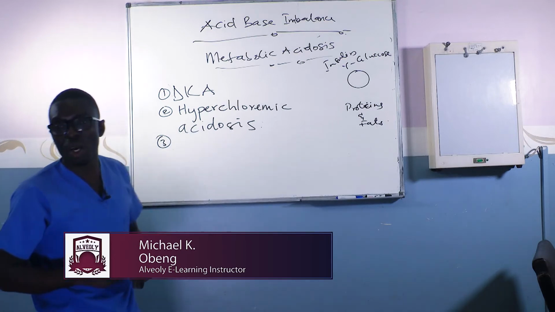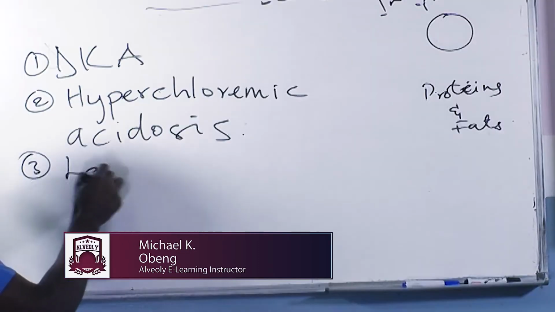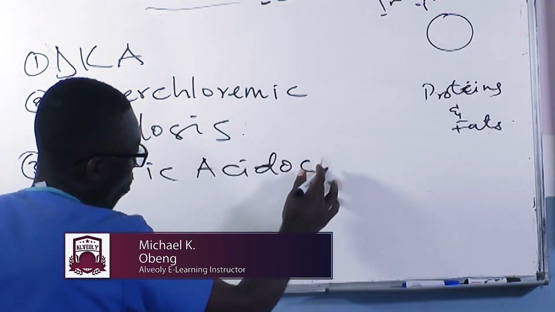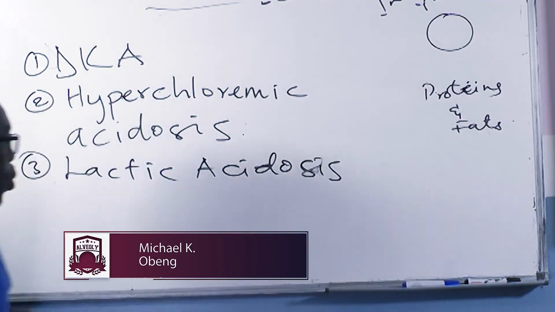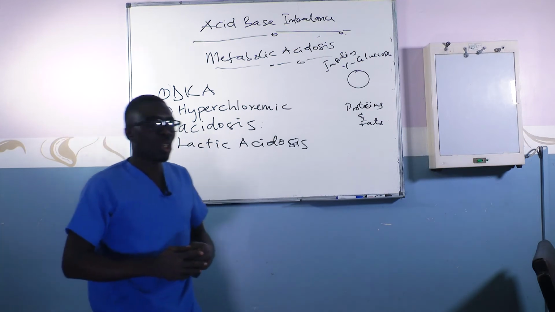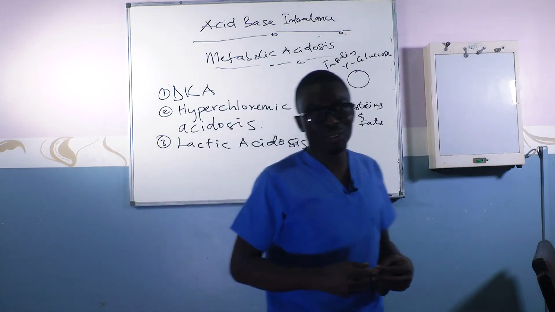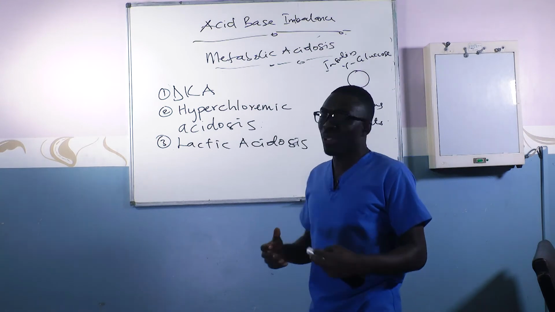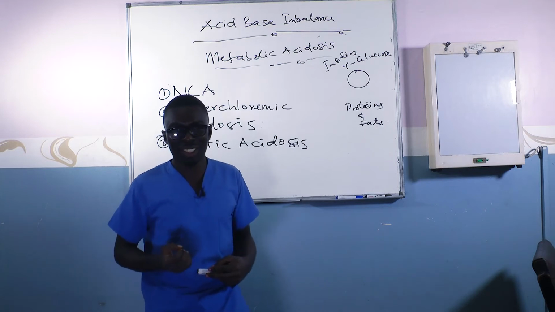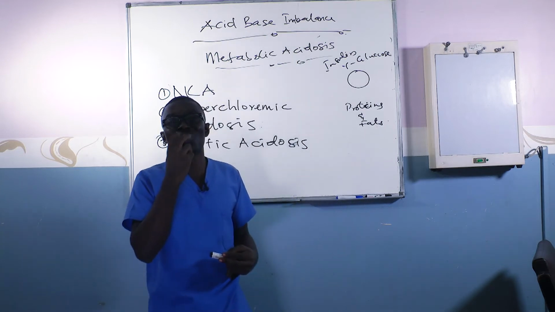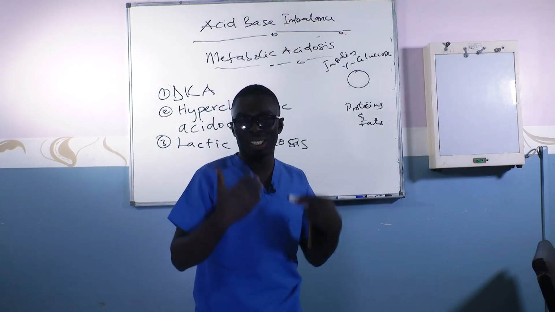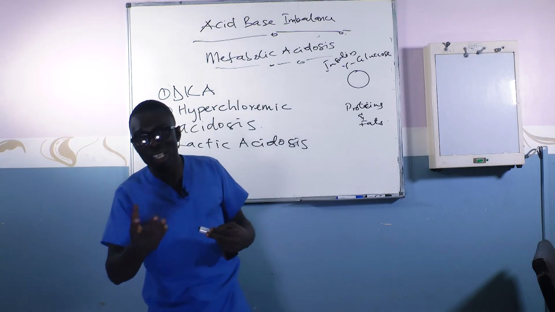So with the third one, we have lactic acidosis. So with lactic acidosis, what usually happens is that when you are doing exercise, you need a lot of glucose to generate energy for the exercise that you are doing. However, you have only 2 nostrils, and that 2 nostrils cannot accommodate a lot of oxygen to burn the glucose to release energy.